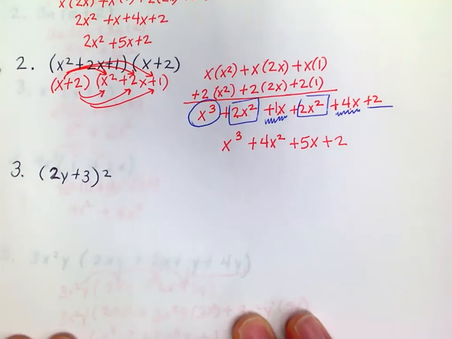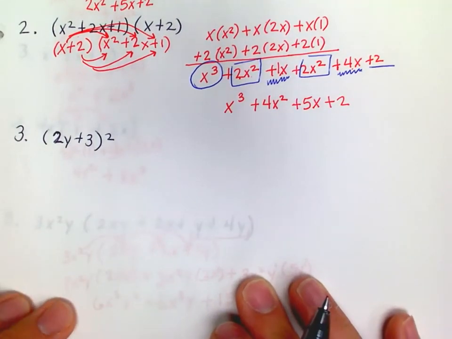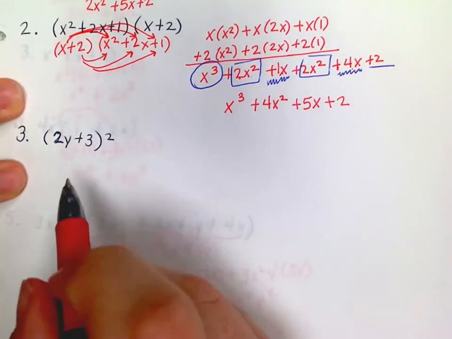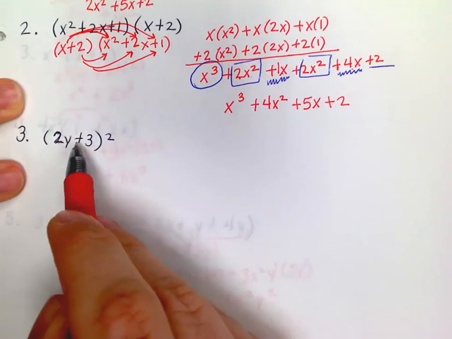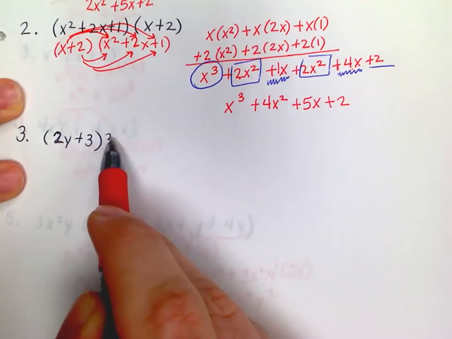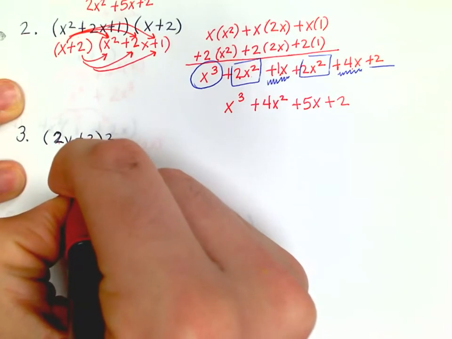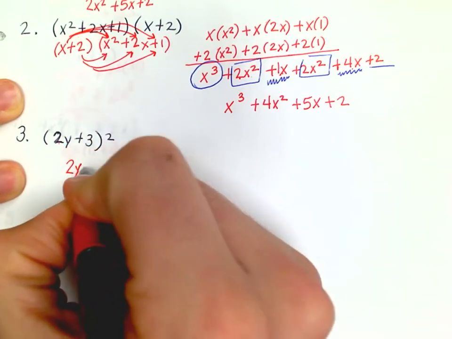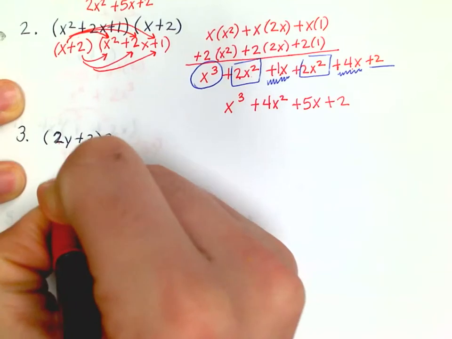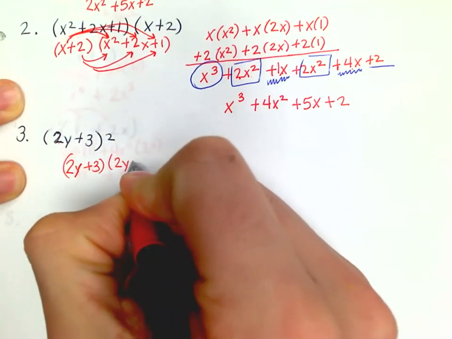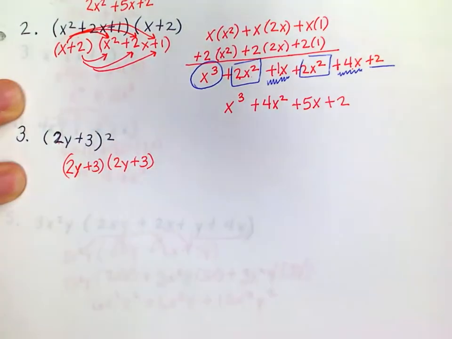And for our last example, number 3, it looks a little strange, but we can work with it. We have the quantity 2y plus 3, all that squared. What that really means is just multiply the term by itself twice. So rewrite it as 2y plus 3 times 2y plus 3. Now we want to use the FOIL method.